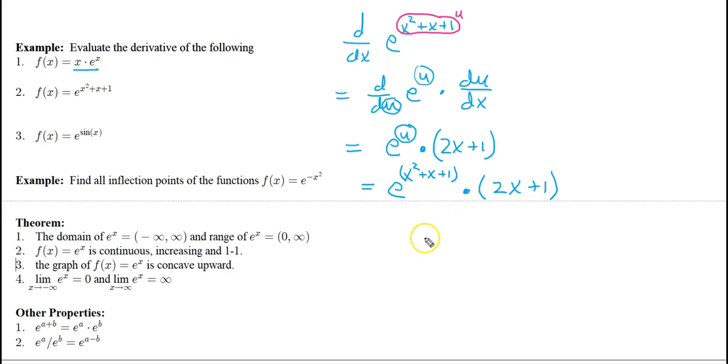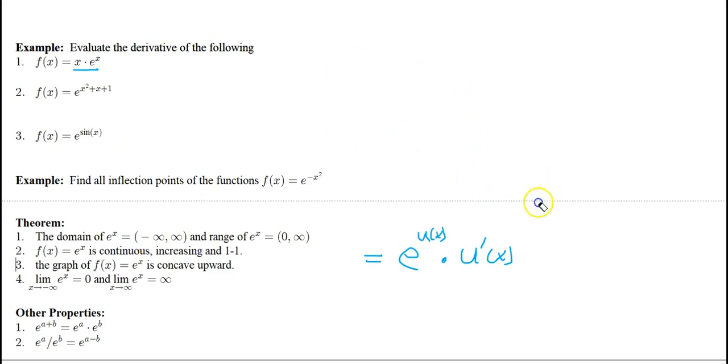And notice, if you think back to the previous theorem that we looked at, all we did here is we just calculated e to the u times u prime of x. That's exactly what we just calculated right here. This is u, and this is u prime. Let's do one more here like that.